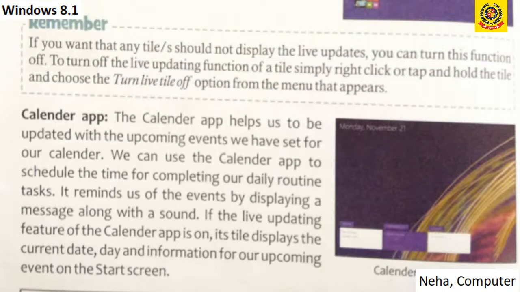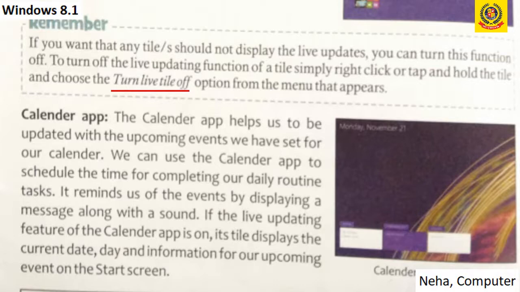Now we have to remember one thing: if we want that any tile should not display the live updates, we can turn this function off. To turn off the live updating function of a tile, simply right click or tap and hold the tile and choose the turn live tile off option from the menu that appears. That means if we do not want a tile to be live updated, we can just turn it off by right clicking with the help of the mouse and selecting the turn live tile off option from the menu, and that tile will stop getting updated.